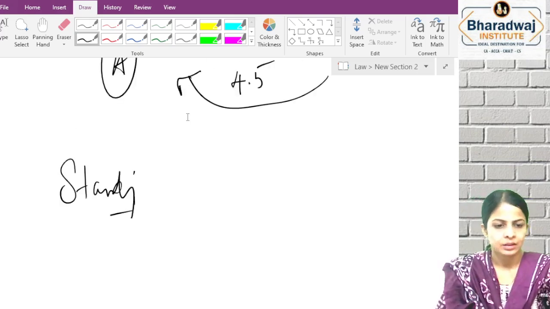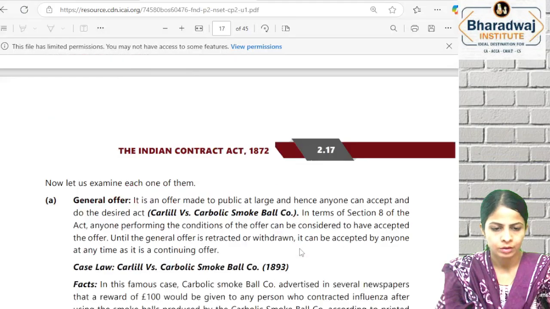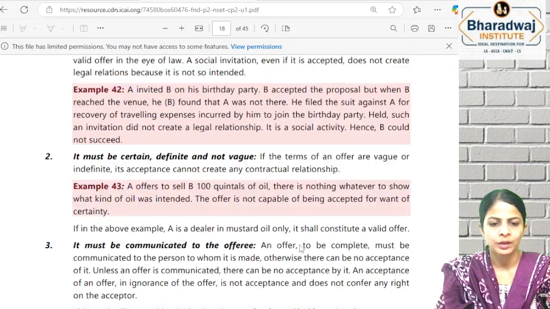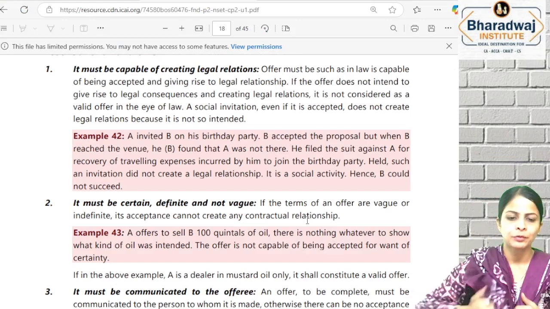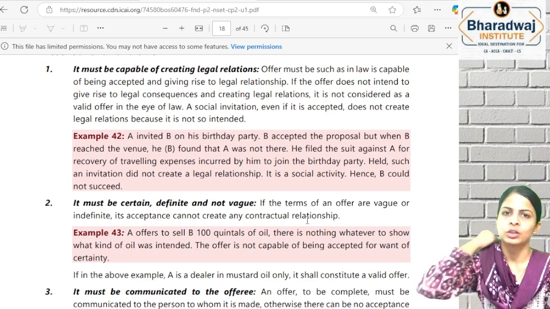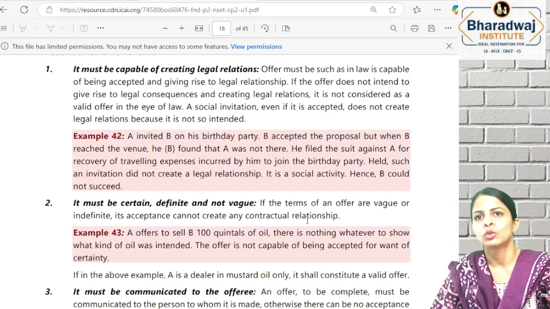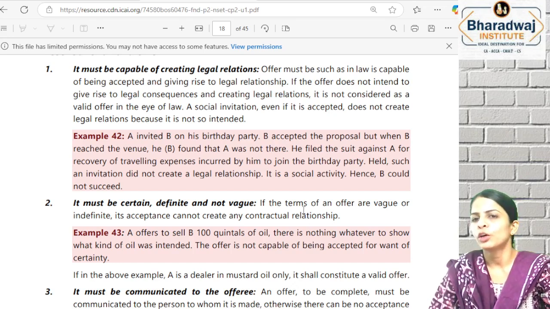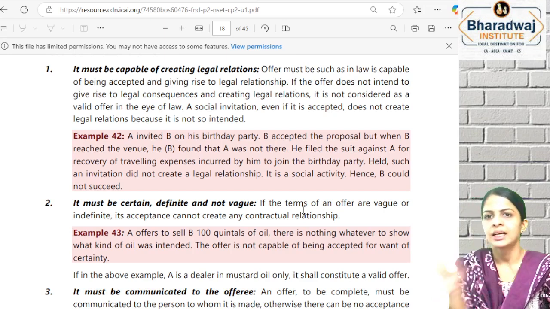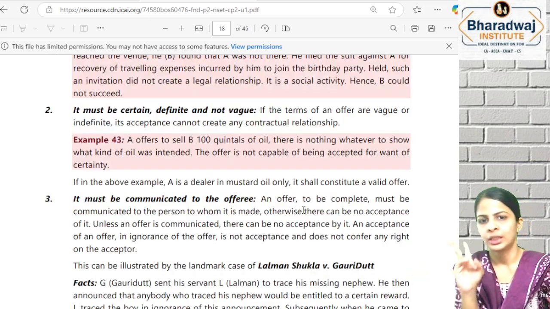Next is essentials of a valid offer. So what are the requirements to be a valid offer? First one, it must be capable of creating legal relationship. We saw already social agreements are not valid. It has to be possible to go to the court of law. Second one, the terms of the offer must be certain, definite and not vague. Clarity has to be there. Clear. The best example is oil example.